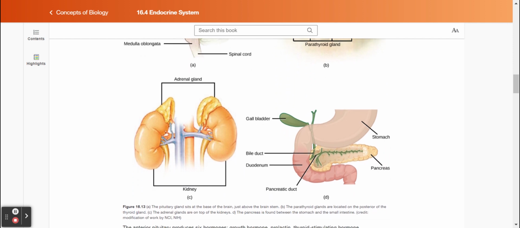Figure 16.13. A. The pituitary gland sits at the base of the brain, just above the brainstem. B. The parathyroid glands are located on the posterior of the thyroid gland. C. The adrenal glands are on top of the kidneys. And D. The pancreas is found between the stomach and the small intestine.